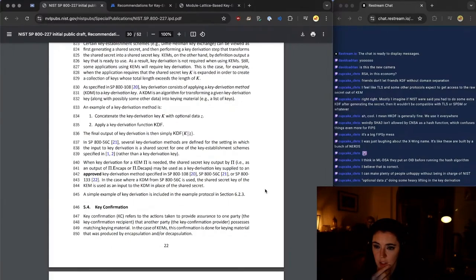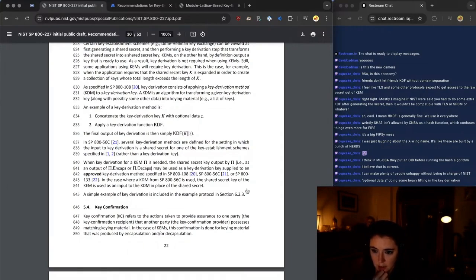For example, shared secret is expanded to create a collection of keys. Yeah. Specified in SP 800-108, key derivation consists of applying a key derivation method to a key derivation key. Method is now transforming a given key derivation key and some other data into keying material, such as a list of keys. Concatenate method is concatenate the key derivation key with optional data to Z, apply a key derivation function, KDF. Yep, just shove that through your KDF and you use the output.